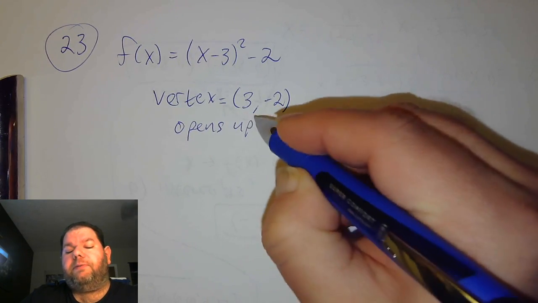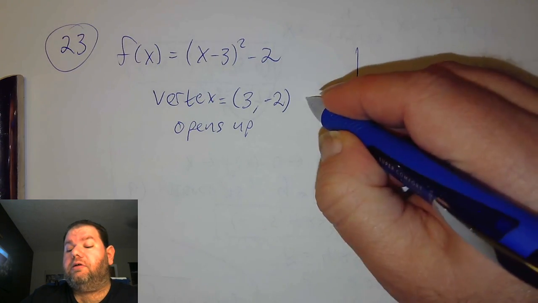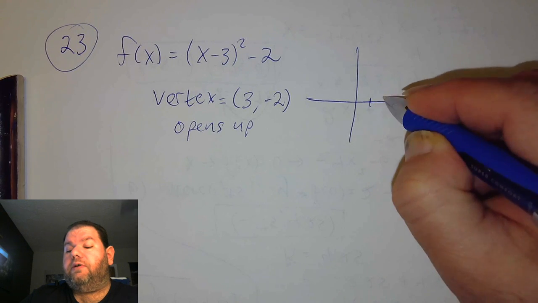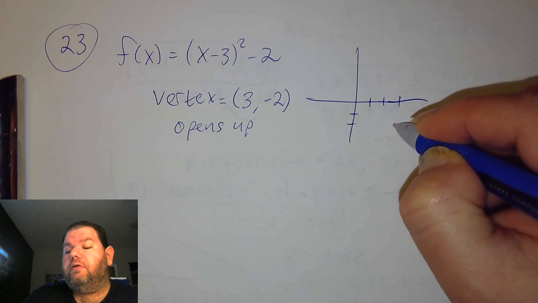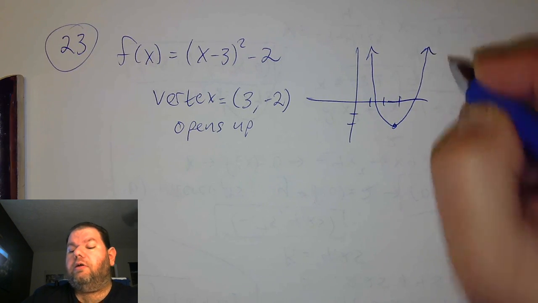Now, we said opens up or opens down. The book said concave up or concave down, which basically means the same thing. Concavity is the direction of the curve. That's something we study more in calculus. So if you just want to say opens up or opens down for right now, that's fine. Then we want to use that information to graph the function. 1, 2, 3, minus 2. So it looks something like that.